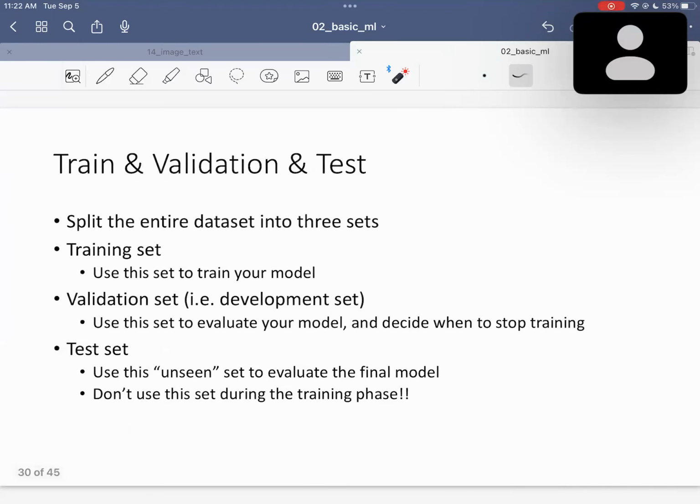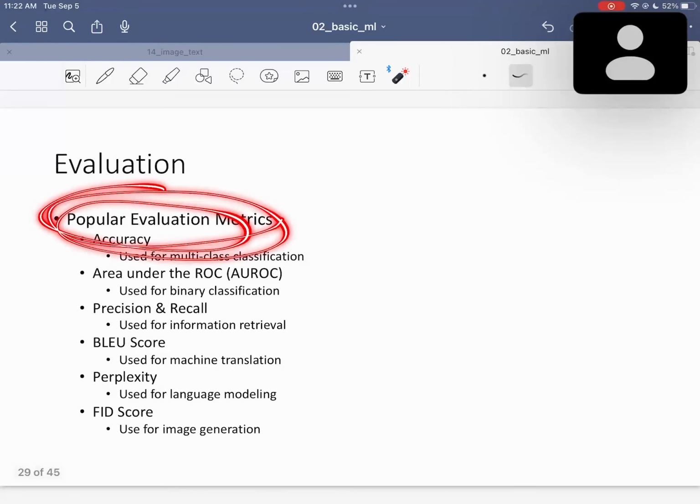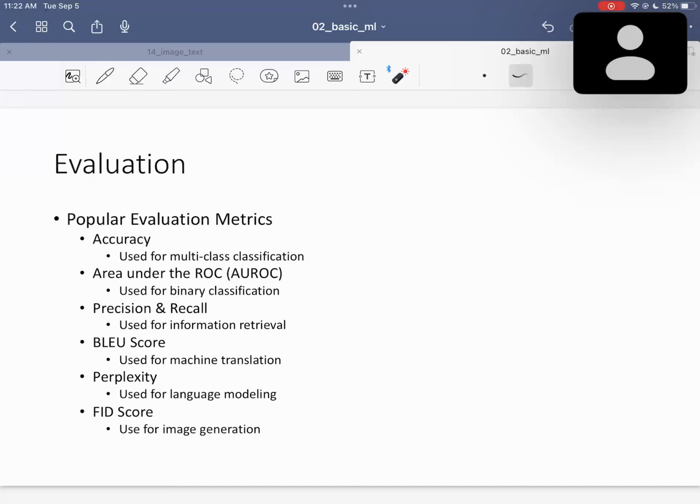Right. And before we get into another thing, we should talk about splitting your data set into three parts: training, validation, and test. So we split the entire data set into three sets. The training set is the one that you use to train your model. And the validation set, sometimes called the development set or dev set, you use to evaluate your models. Evaluating means deciding when to stop your SGD.